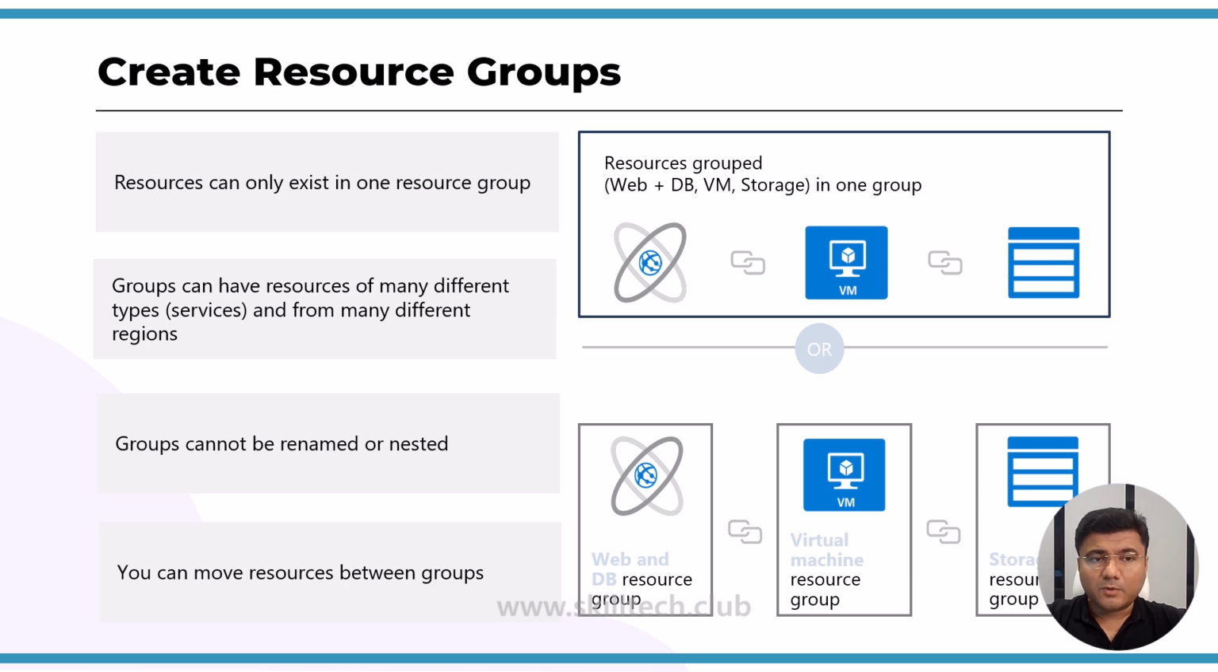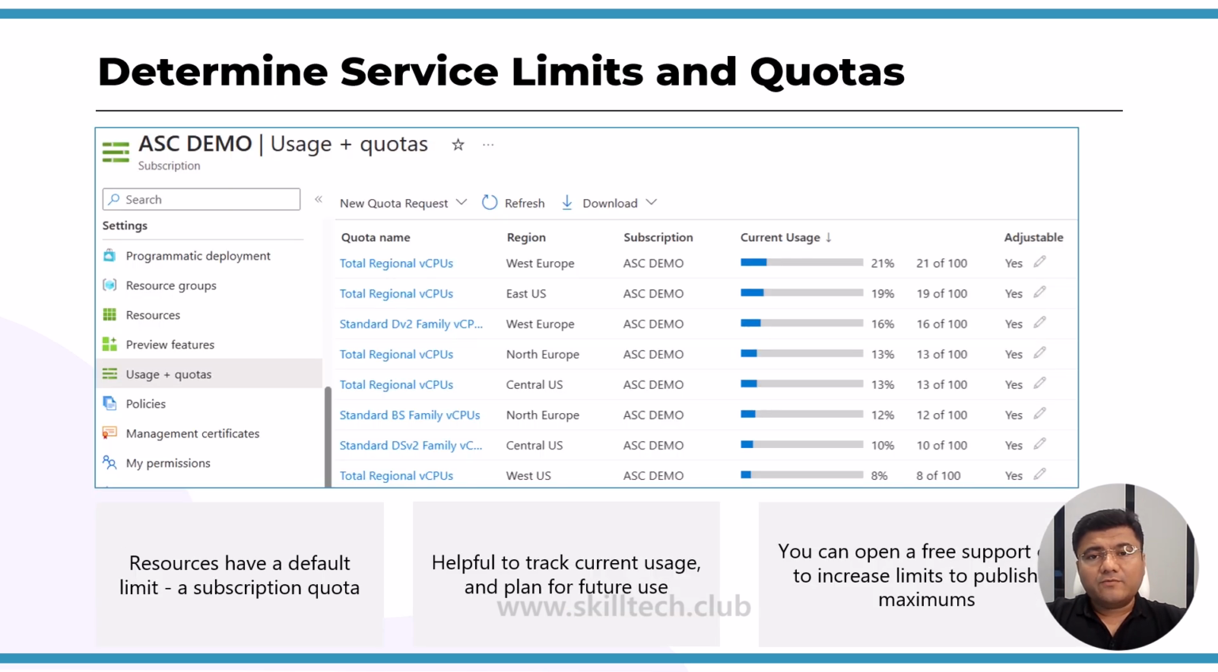That is 100% possible. One more thing which I want you to notice right now is that in every subscription, you're going to have a section known as usage and quota. There are a couple of resources which give you limited usage. Like you can see in this particular slide, we have a couple of quota names, in which we have regional CPUs available for that particular region. For West Europe, we have 100 CPUs. For East US, we have 100 CPUs, out of which we have used some.